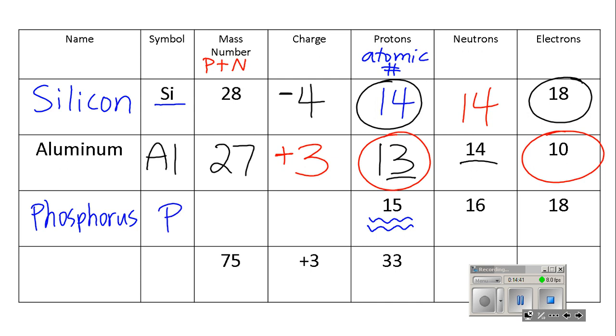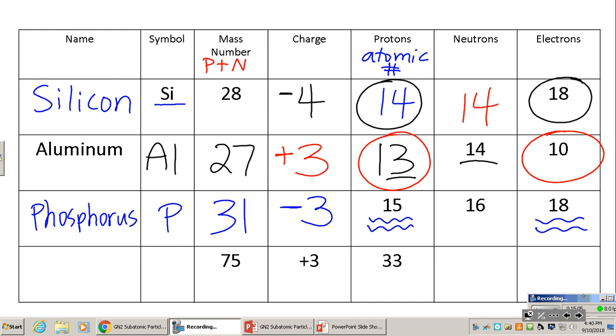So again, now we're going to add our protons and our neutrons together. 15 plus 16 is a total of 31. That's our mass number. And then how do we figure out our charge? We compare protons and we compare electrons. I have more electrons, so I know my charge is negative. The difference between the protons and the electrons is 3, so that's a charge of -3 in this case.